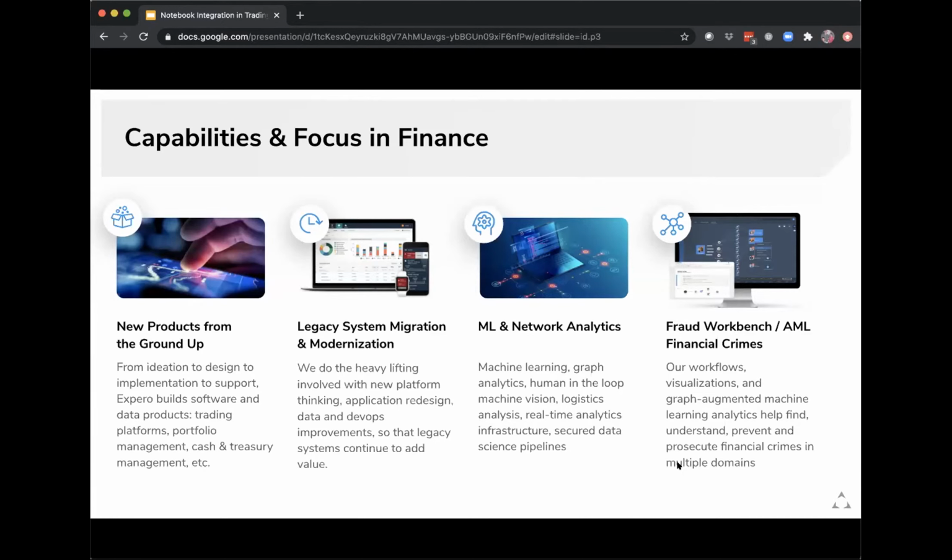Machine learning and network analytics, where we'll be talking quite a bit today. And then new and something that we're excited about and interested to talk to you further is a lot of work we've been doing around anti-money laundering and fraud. We actually have a new venture, a new product called the Fraud Workbench. But today we're going to be focusing on machine learning and network analytics and how you might be able to use notebooks to further your endeavors in this space.